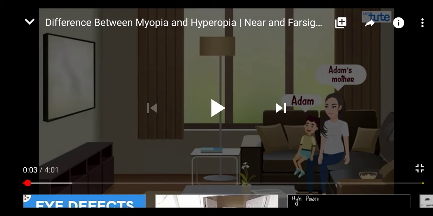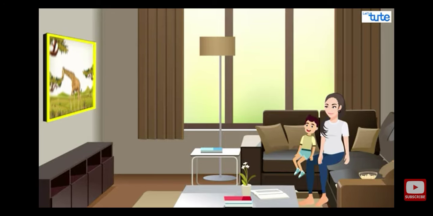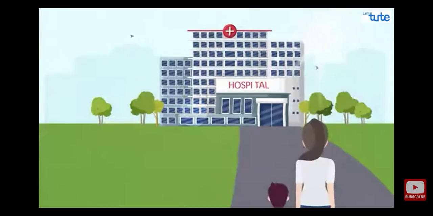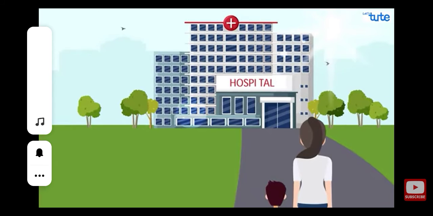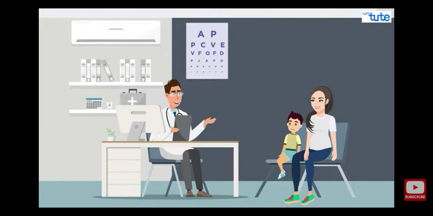So what are these defects by which we cannot see the image of the object properly? Let us see the different defects of an eye. They both are having some trouble and weren't able to see things a bit clearly. So, their mom took them to the ophthalmologist, that is, the eye doctor. After examining, the doctor said it's just a simple case of myopia for Adam and hyperopia for his mom.